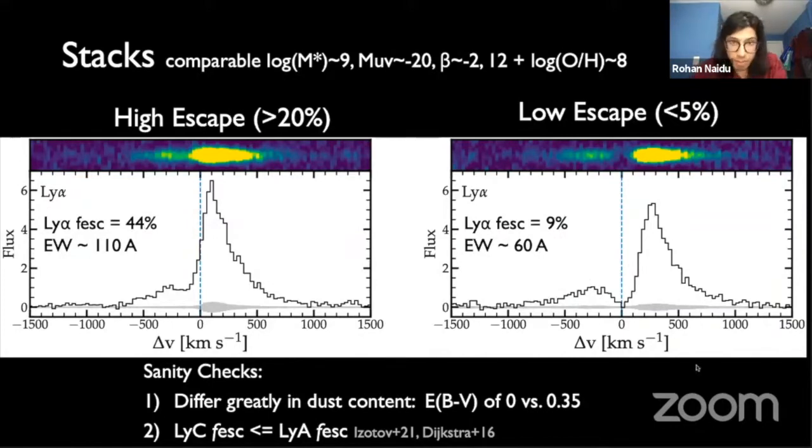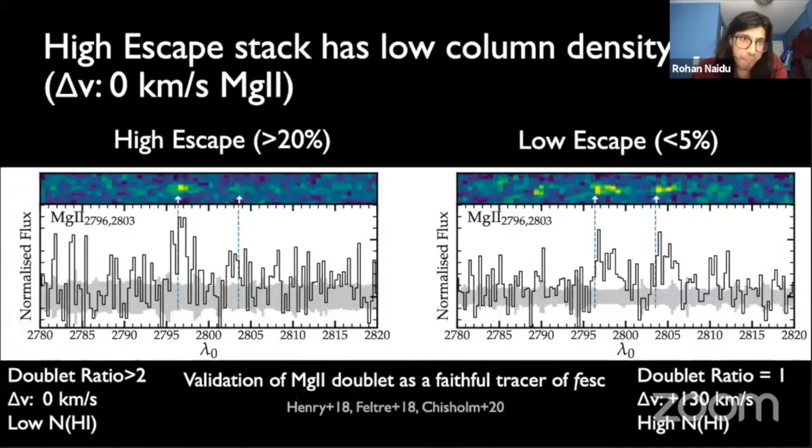So now we move on to other spectral features and see what the differences between these stacks are. MgII has attracted a lot of attention lately because it might be a very sensitive indicator of escape fractions, and it'll be accessible with JWST at very high redshifts. And indeed, we validate the immense promise of MgII. In our high escape stack, we see the MgII is basically emitted at no velocity offset, and the doublet ratio is very consistent with a low column density. Versus in the low escape stack, we see the MgII is really redshifted by about 130 kilometers per second, and the doublet ratio is consistent with a high column density.